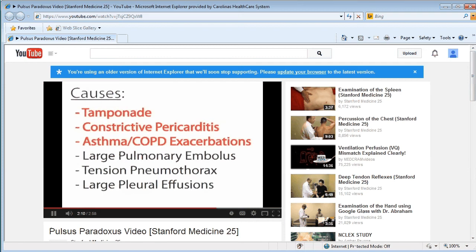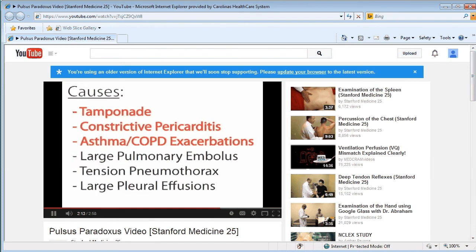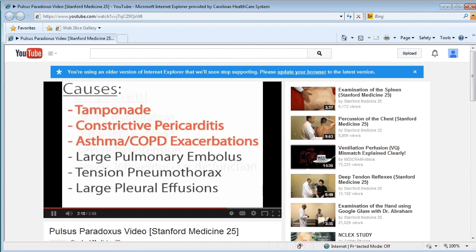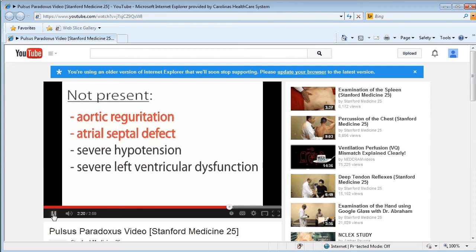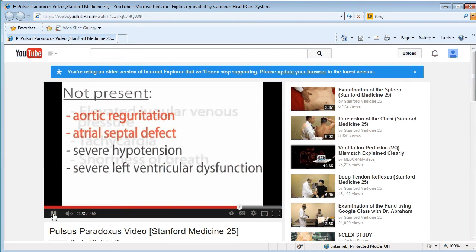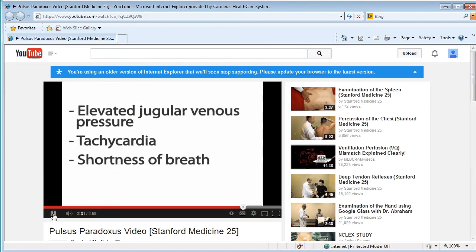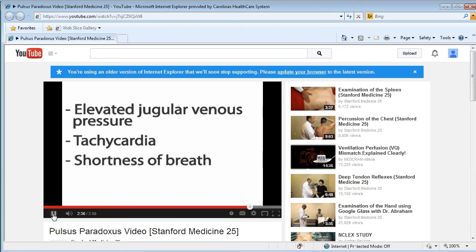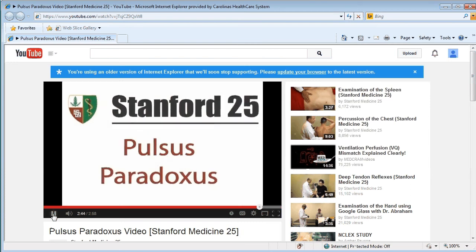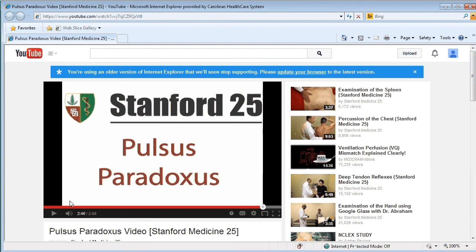Along with tamponade, pulsus paradoxus can be seen in some patients with constrictive pericarditis, during asthma or COPD exacerbations, and less commonly in other clinical scenarios. Importantly, pulsus paradoxus may not be present despite a patient being in cardiac tamponade in certain situations such as aortic regurgitation and atrial septal defect. In addition to other findings such as an elevated jugular venous pressure, tachycardia, and shortness of breath, pulsus paradoxus can serve to be a valuable tool in the evaluation of a patient with suspected cardiac tamponade. This has been the Stanford 25 video on pulsus paradoxus.